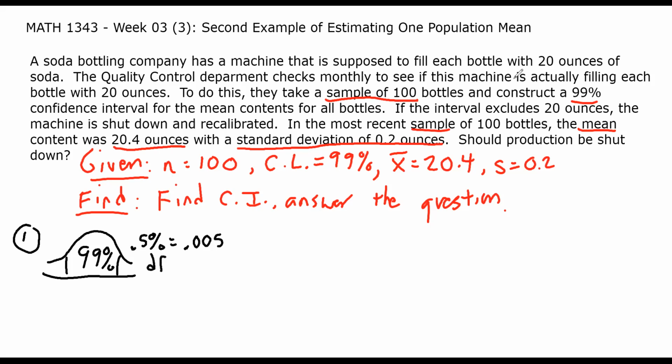For degrees of freedom, that's just the sample size minus 1. 100 minus 1 is 99. So let's go to our t-chart and find what that is. Have it open.